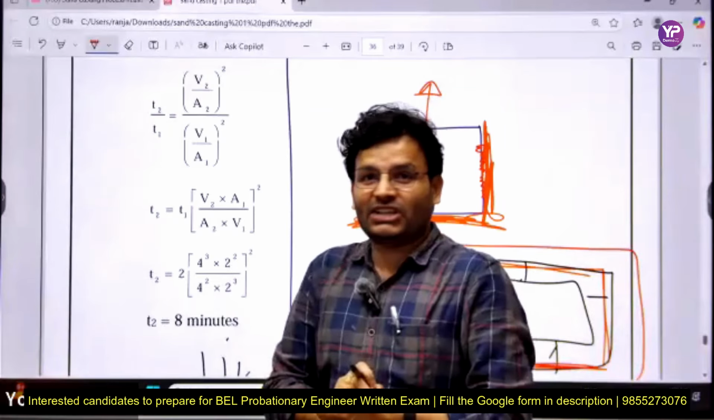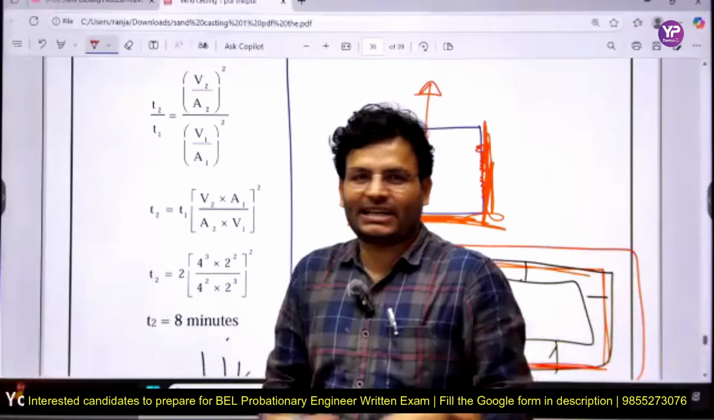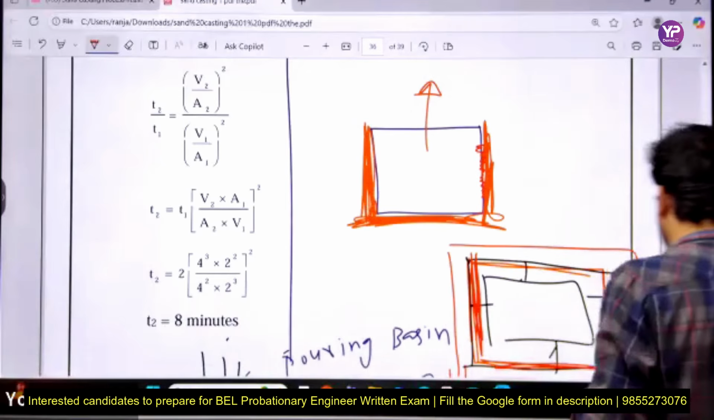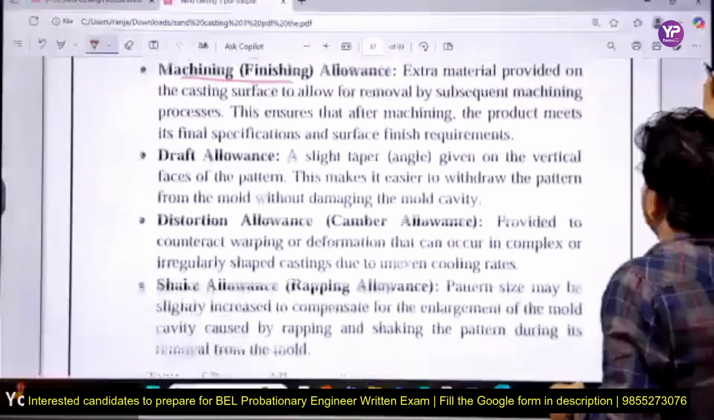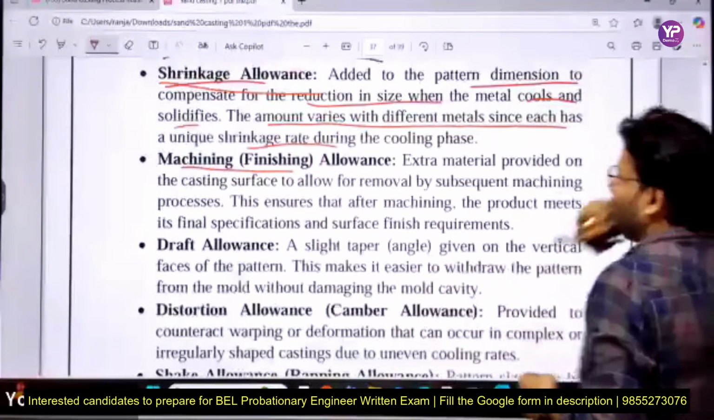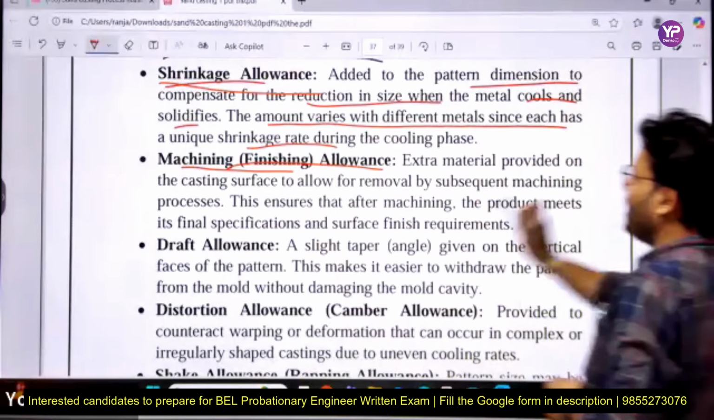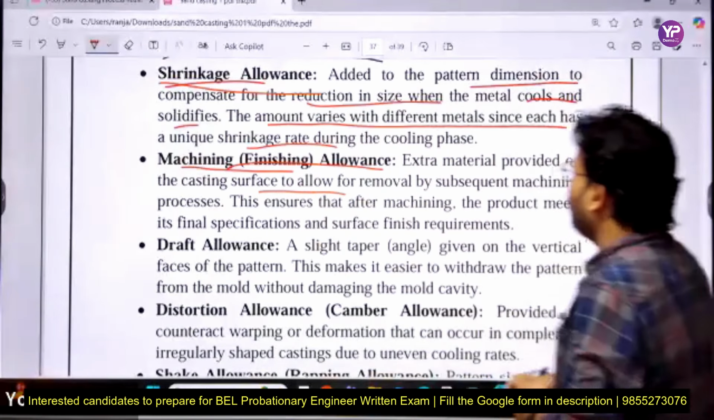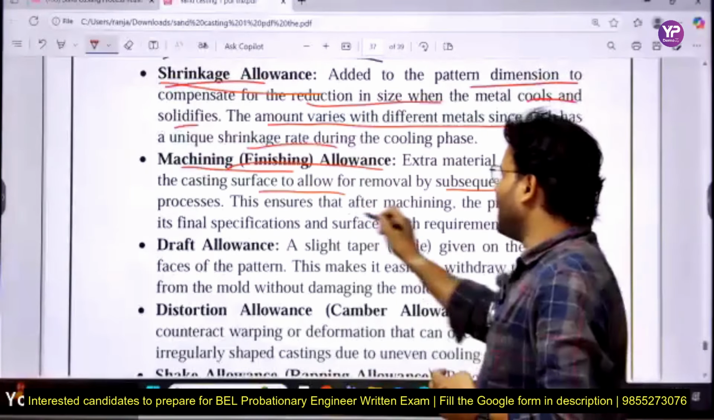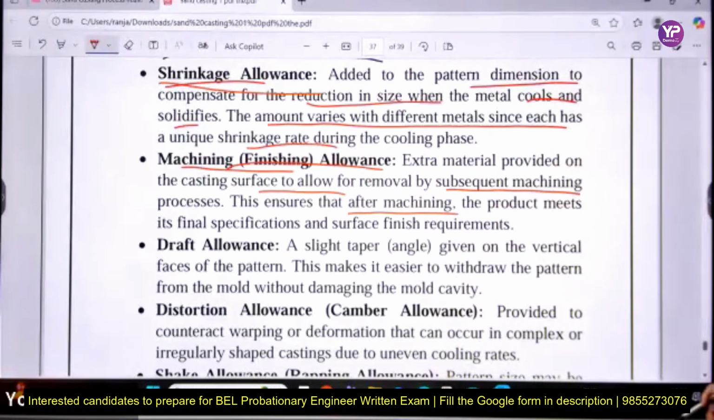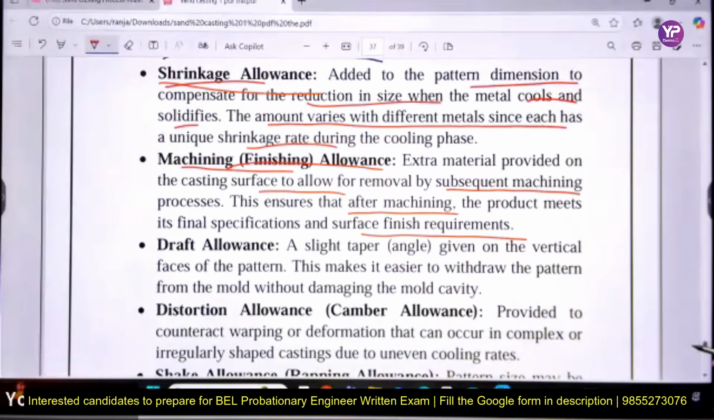And especially in sand casting, it is a very major concern, my dear friends, because the surface finish of sand casting is not good. Very bad it is. So here we can see another thing that you have to understand: the machining, or you can say the finishing allowance, is extra material provided on the casting surface to allow for removal by subsequent machining process. This ensures that after machining the product meets the final specification and surface finish requirement.